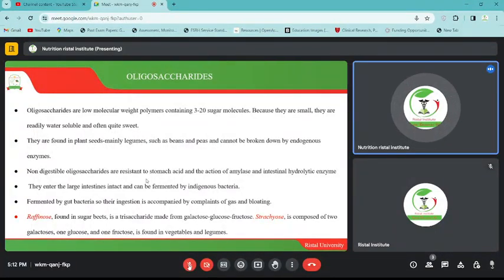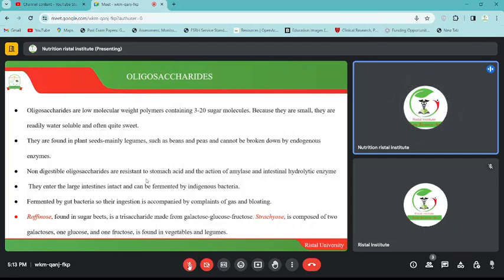So what happens is that they enter your large intestine intact, meaning undigested, just the way you ate them. That's how they get into your large intestine, and they get fermented by indigenous bacteria. We have bacteria that live inside our digestive system, particularly in the colon, or large intestine. This helps in fermentation of these oligosaccharides by the gut bacteria.